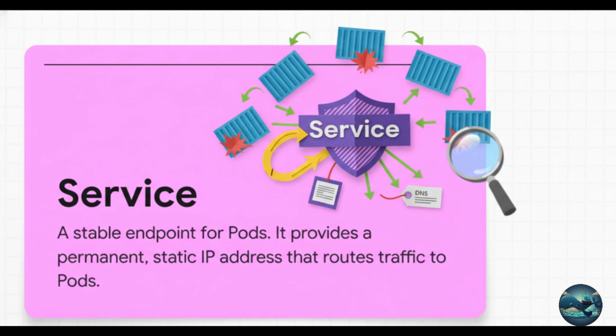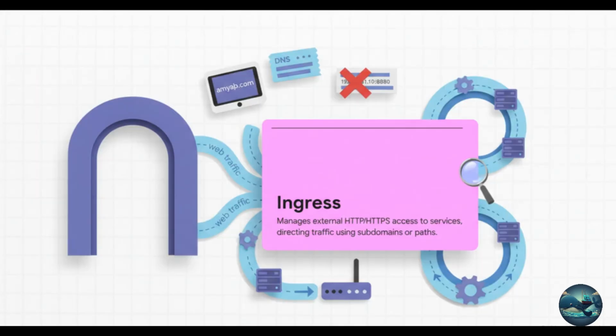It gives you a static IP address and a DNS name that never, ever changes, even if the pods behind it are crashing and being replaced all day long. Think of it like a smart internal load balancer that always knows how to find the healthy pods. Now, a service is perfect for communication inside the cluster.